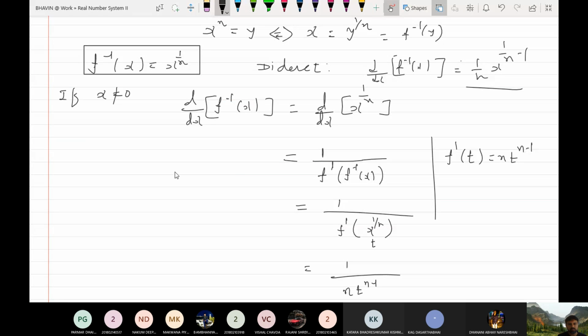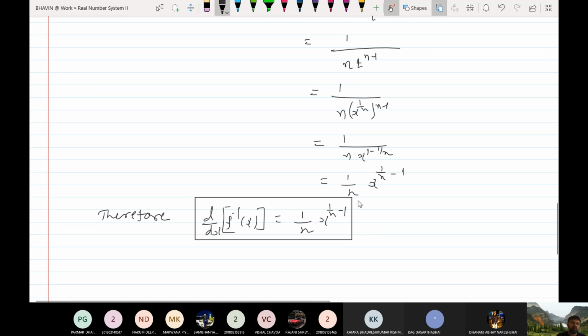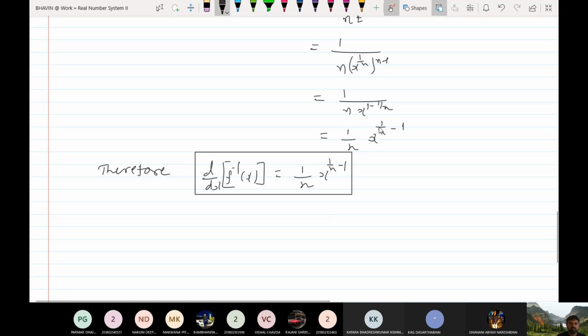This is by the inverse function theorem. You can write the derivative of this function is f dash of f inverse x. What is the definition of f inverse x? x raised to 1 upon n. Now let me say this to be t. Then f dash t is equal to n t raised to n minus 1. Now replace t by x raised to 1 upon n. So that is the same as before.